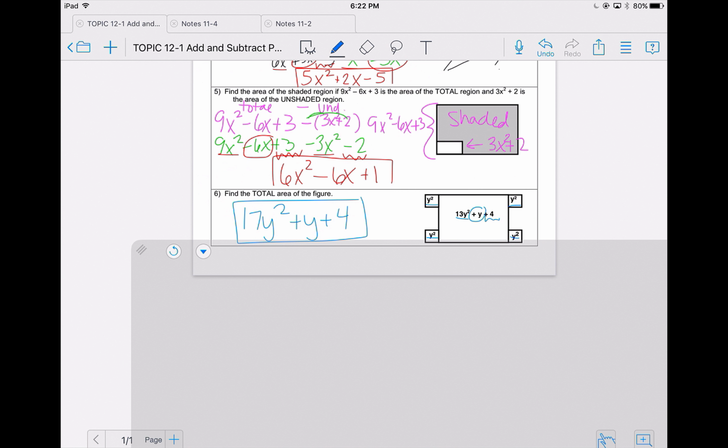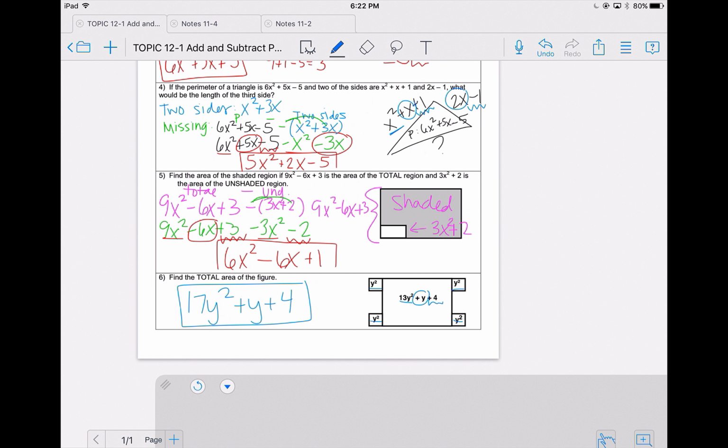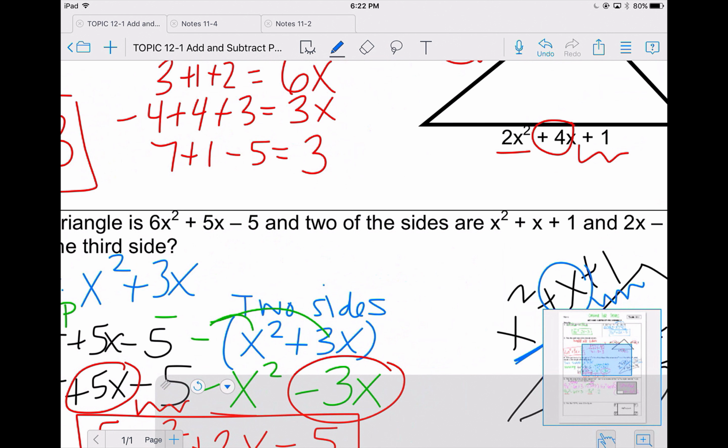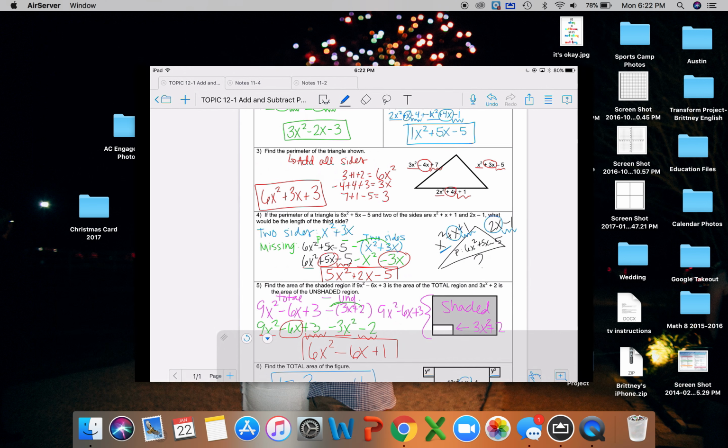So when you add or subtract polynomials, you're really just combining your like terms. You're saying how many x squareds you have, how many x's you have, and how many numbers you have. There are times, like on examples 4 and 5, where you're given a total and you need to subtract a piece. If you're given 2 pieces, it's best to combine those and then subtract. You don't have to. That's just best practice to make sure that you are successful in completing those problems.